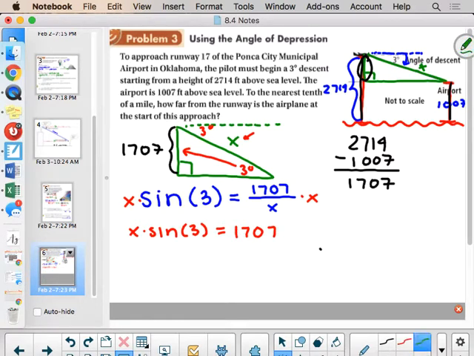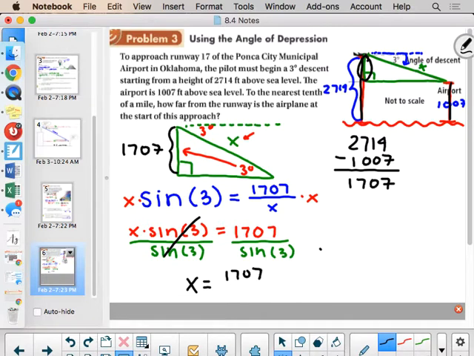I then need to divide both sides by sine of 3 degrees. And that will cancel this out on this side, getting me x is 1707 divided by sine of 3 degrees. Remember, you need to be in degree mode on your calculator when you type this in. So when I'm in degree mode, I get an answer of 32,616 feet.